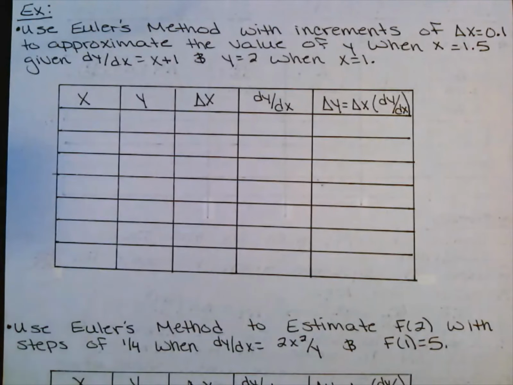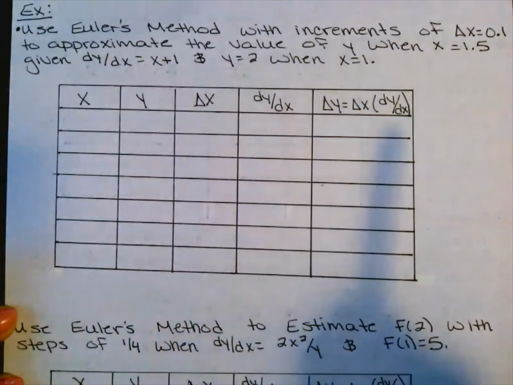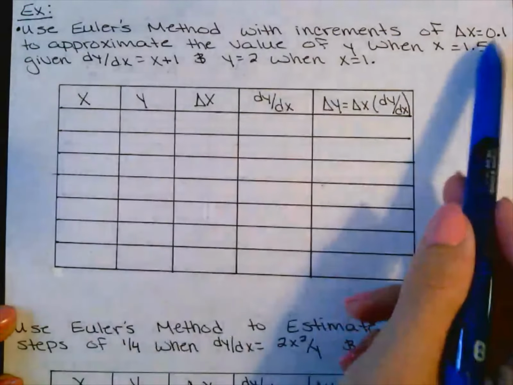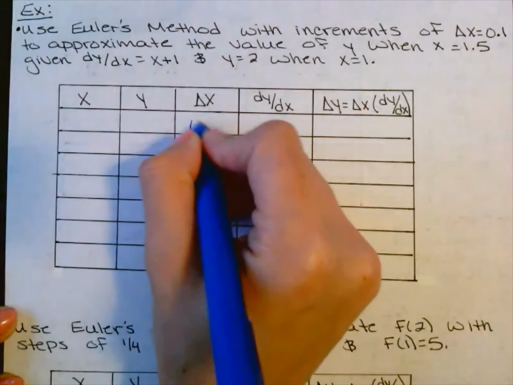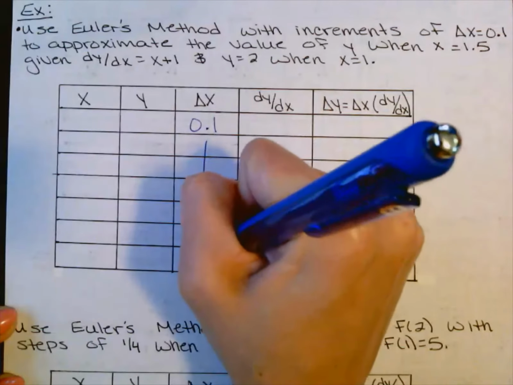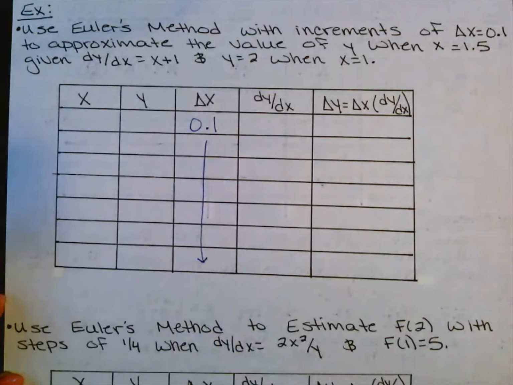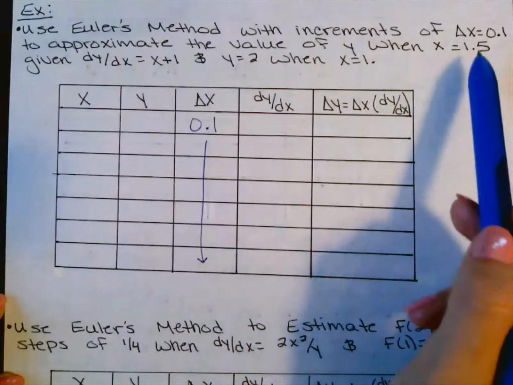Let's take a look at this first question. It says, use Euler's method with increments of delta x being 0.1. So the first thing I can do is fill that in right here in the chart where delta x is. So I'm going to say 0.1, and that's going to run true for the whole question. You could either draw an arrow or rewrite it every time. And we're going to use that to approximate the value of y when x is 1.5.